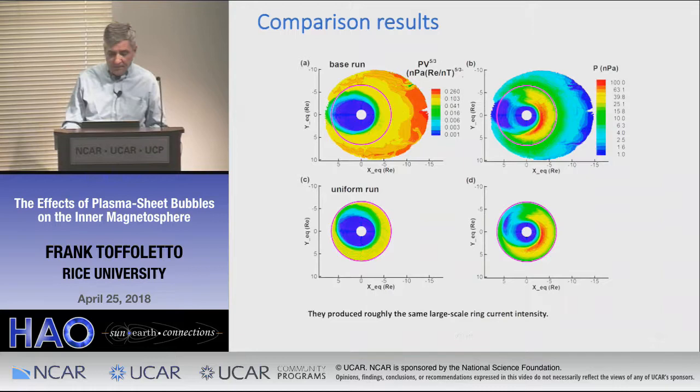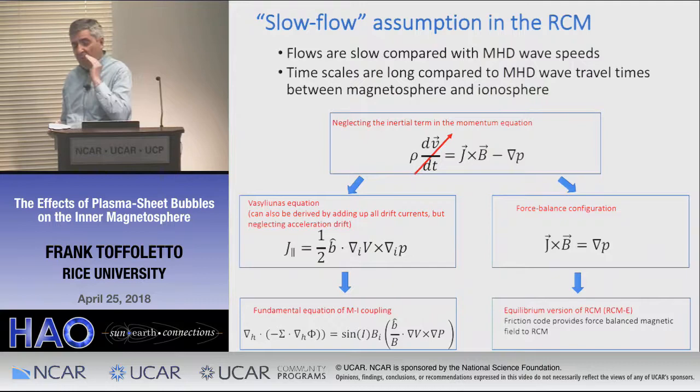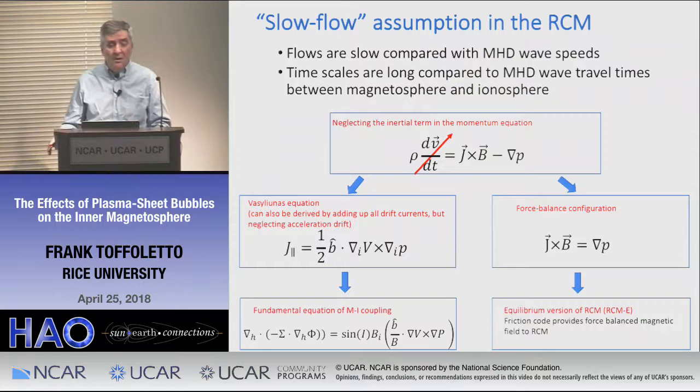Okay. So one of the things I swept under the rug when I was talking about these bubble injections, if you remember the plot I was showing you, is that the flows we typically get in these bubble simulations tend to be fairly high. They tend to be hundreds of kilometers per second. One of the long-standing basic assumptions that goes into the construction of the RCM and any ring current model is this thing called slow flow.